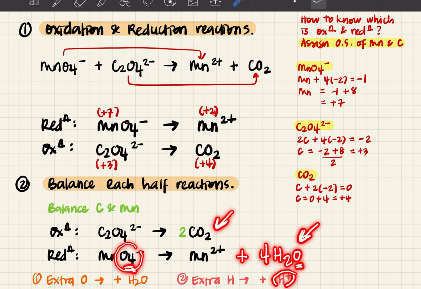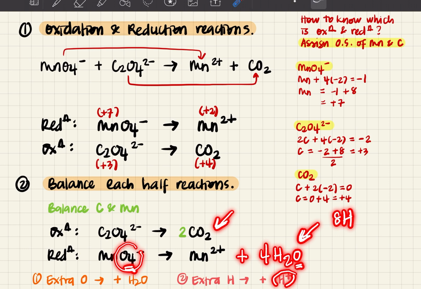Ada kan? Dekat dalam water. Sebab awak dah add water. So sekarang awak ada berapa hydrogen? You have 4 times 2. It will be 8 hydrogen. So that means that you have to add 8 H+.